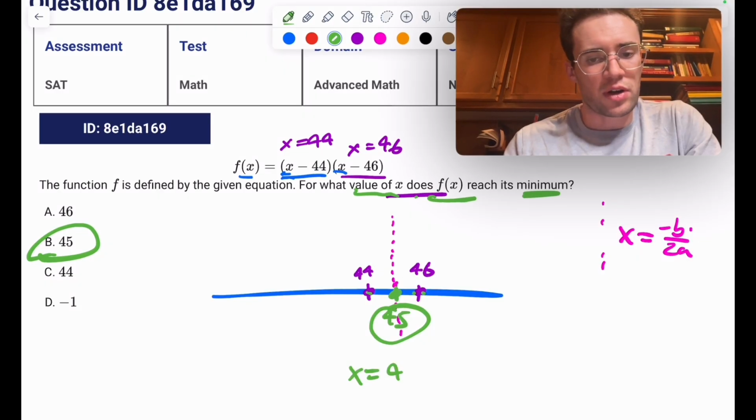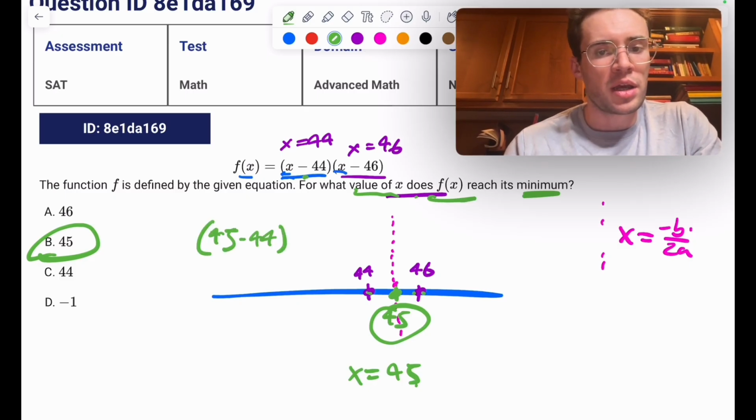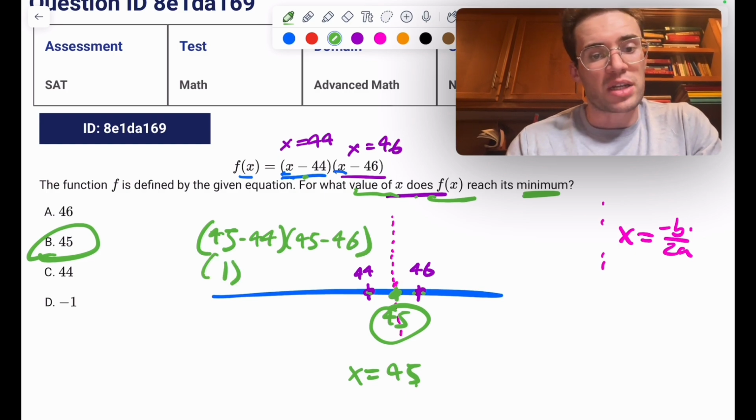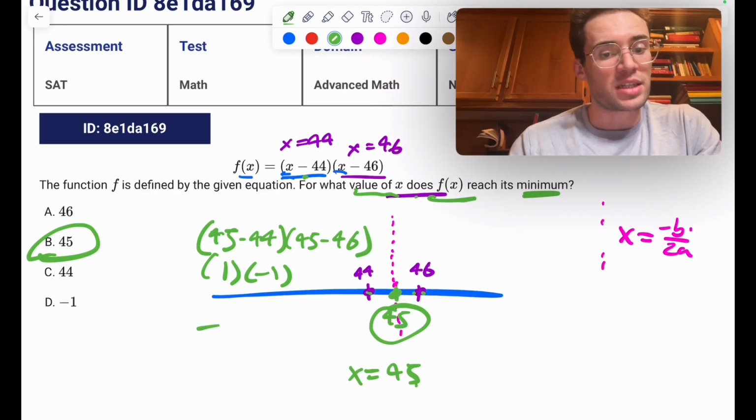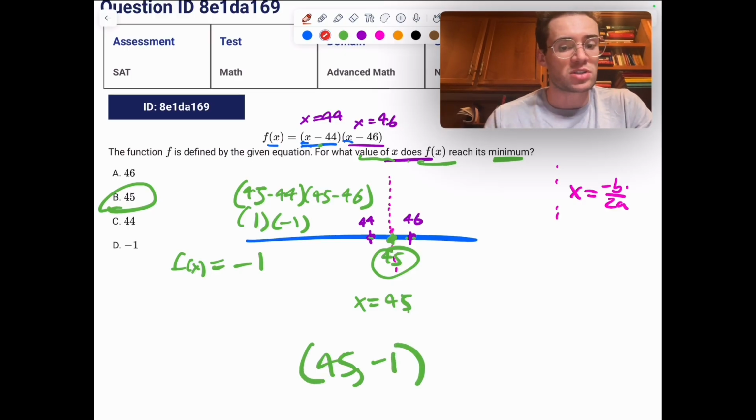So if x equals 45, your output will be when you plug 45 into this. So in this case, that'd be 45 minus 44 times 45 minus 46, which gives you 45 minus 44 is 1, and 45 minus 46 is negative 1. 1 times negative 1 is negative 1. All right, so f of x would be negative 1. So your vertex is 45 comma negative 1. Right, which actually, if we put it into Desmos, you're going to see the same thing.